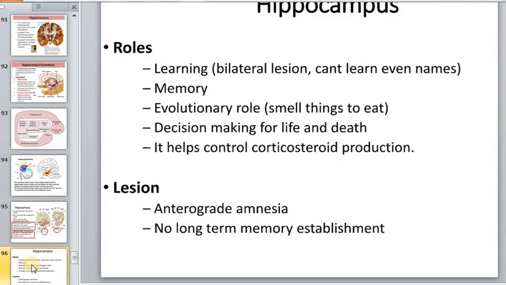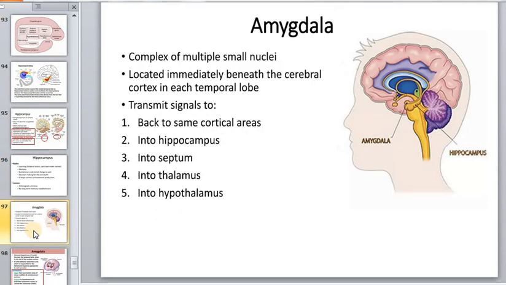And here are the roles: learning, memory, evolutionary role, smell, deciding what is good to eat, decision making for life or death, and it helps control corticosteroid production. Diseases such as amnesia involve a failure of long-term memory formation.